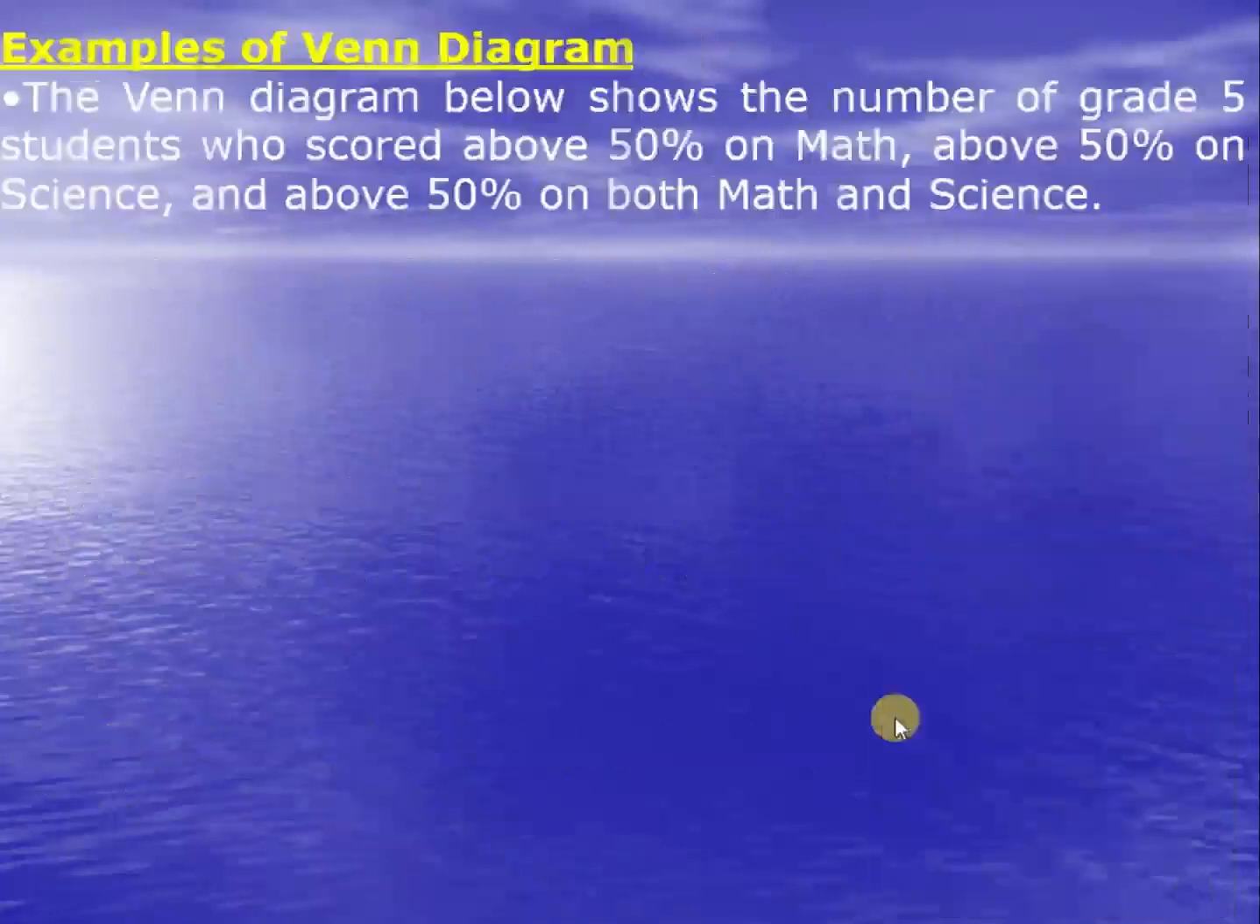Now I want to take some examples, real life situations that can help us to better comprehend what we are doing over here. So, example of Venn diagrams. Now we have dealt with the shading. Let's look at how we can apply it. The Venn diagram below shows the numbers of grades. So this is the diagram.